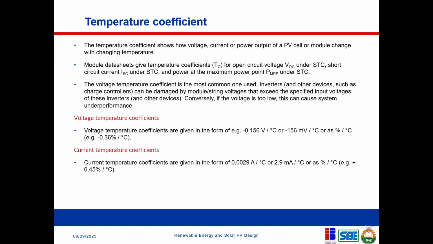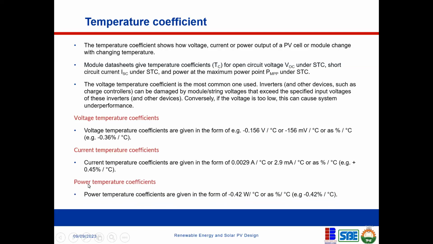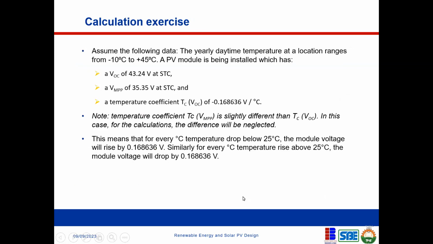So change in temperature also affects current, but it is not significant. It is small, right? If you look at this example here, you can see that every unit change in temperature can result in 0.0029. So we find out it is not significant compared to a voltage of 1.5. And the combination of these two actually gives you the power temperature coefficient.